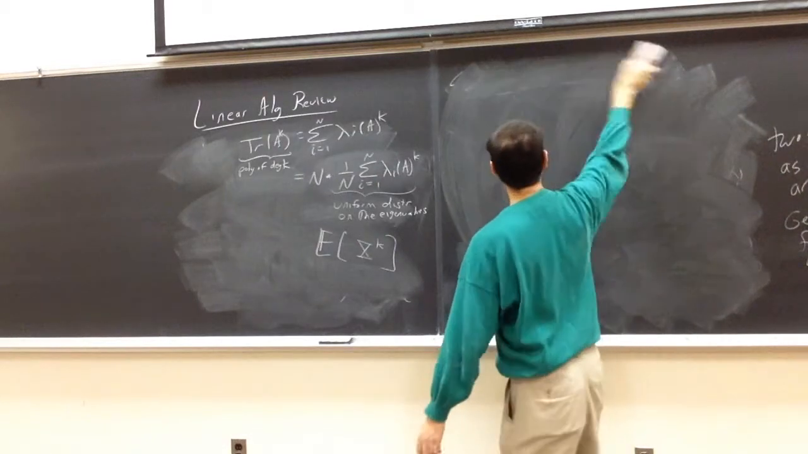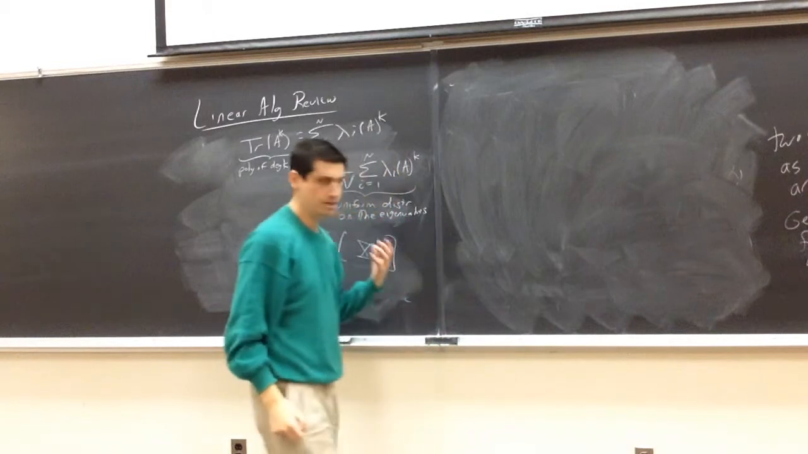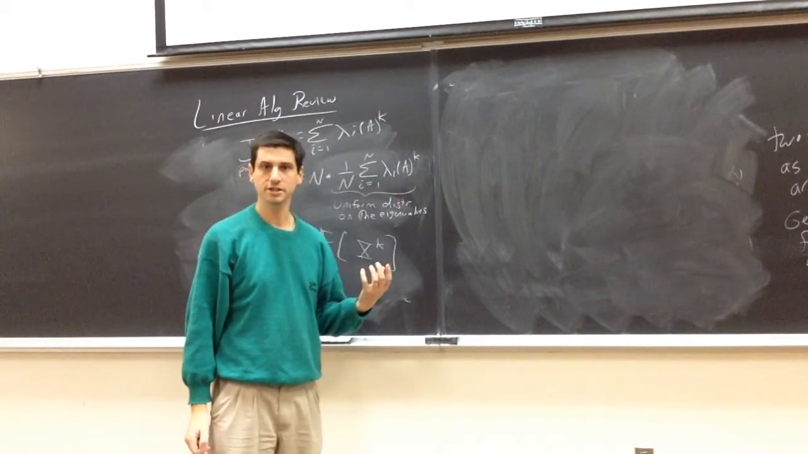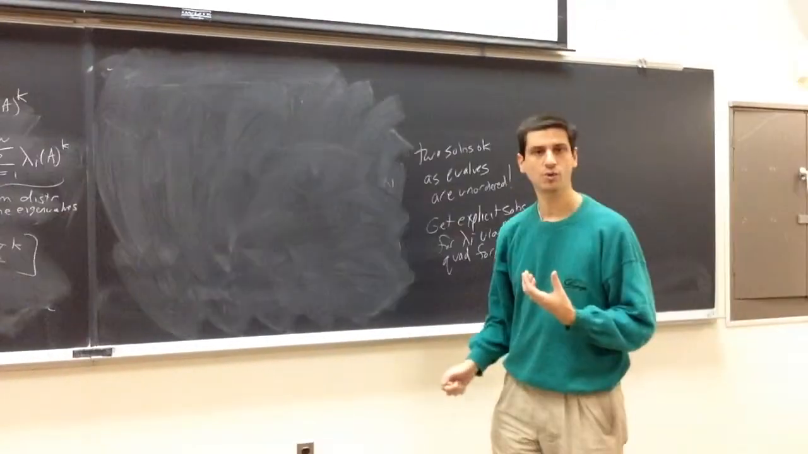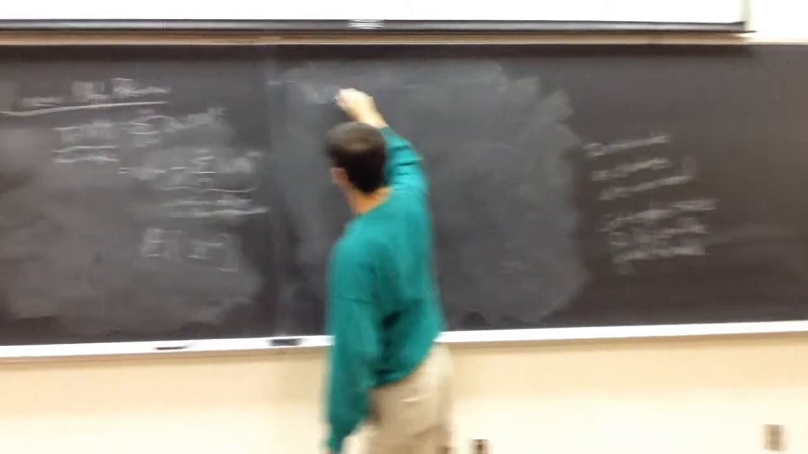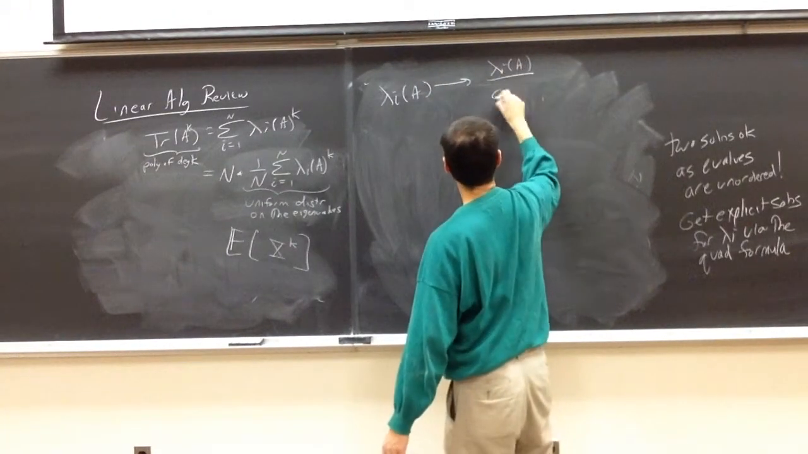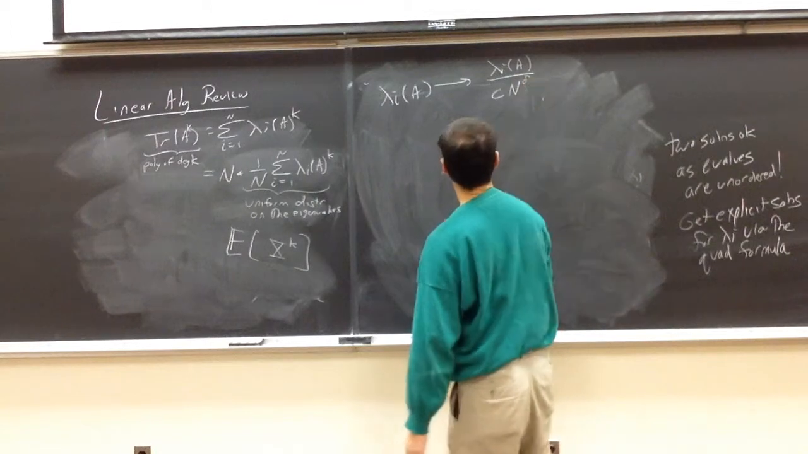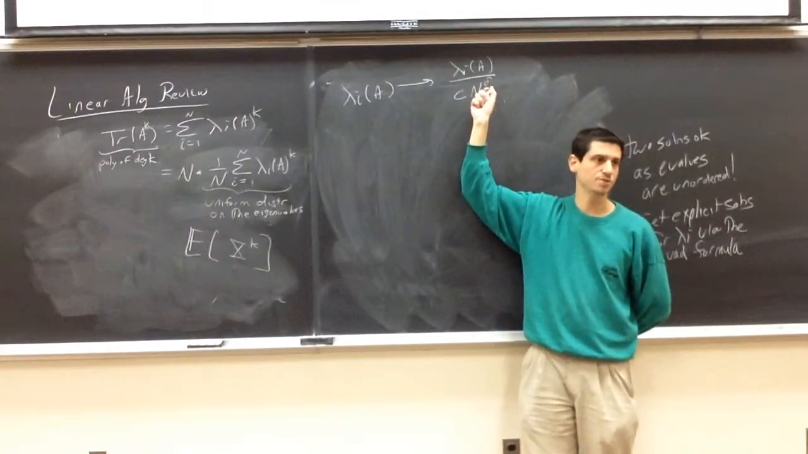And so we talked a little bit about stuff like this back in chapter 8, and the idea is we want to have a rough idea of what the size of the eigenvalues is. So again, whenever you do problems like this, it's always: what is the right scale? So we're going to go from lambda i of A to lambda i of A over C times n to the delta. And we need to figure out what to choose for C and what to choose for delta.